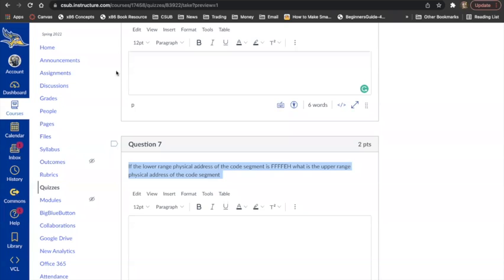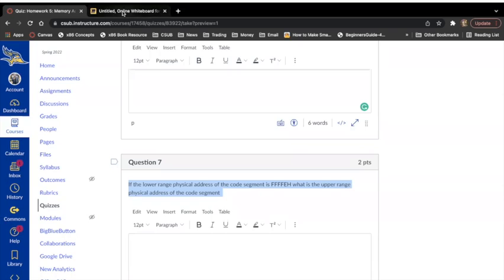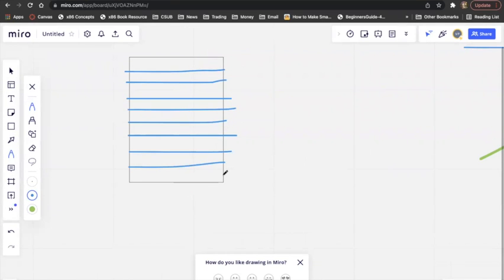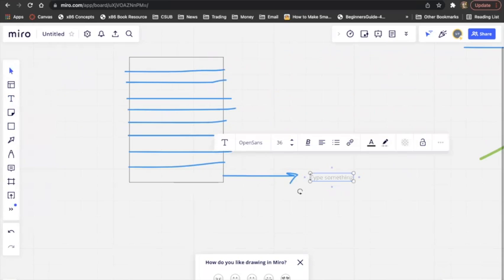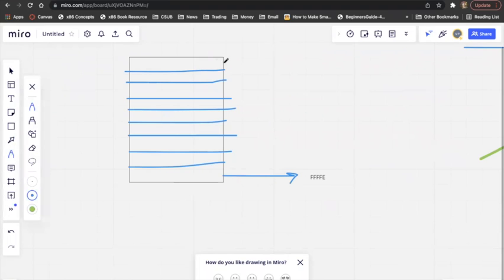Okay. So if the lower range of the physical address of the code segment is FFFEH, so the physical address of this part is FFFF, right? That's the physical address. Okay. We have to find the address of the upper range.